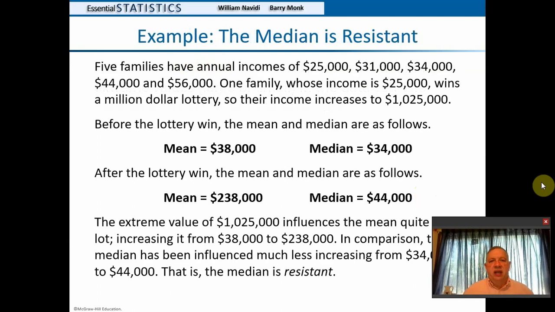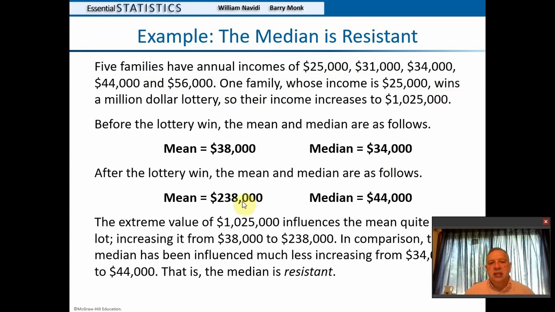So 5 families have annual incomes of $25,000, $31,000, $34,000, $44,000, and $56,000. One family whose income is $25,000 wins a $1 million lottery, so their income increases to $1,025,000. So here are the values of these two. If we calculate these out, the mean before the lottery win was $38,000, and the median was $34,000. We changed this lowest income. Now he's the highest, so we really switched all of these around.